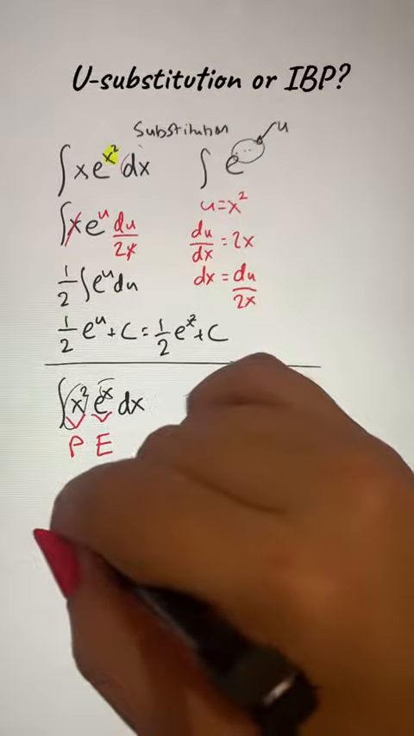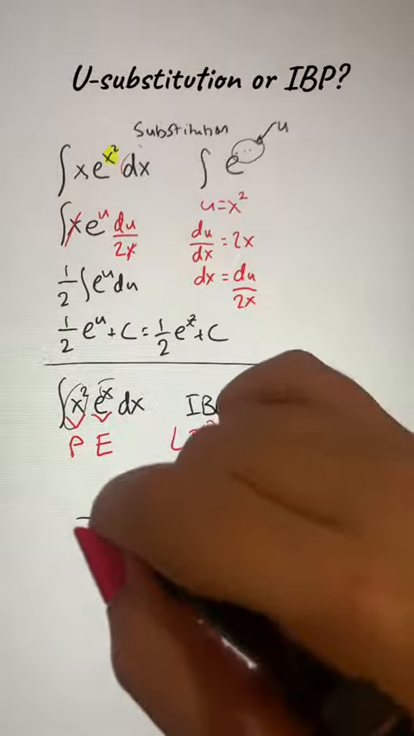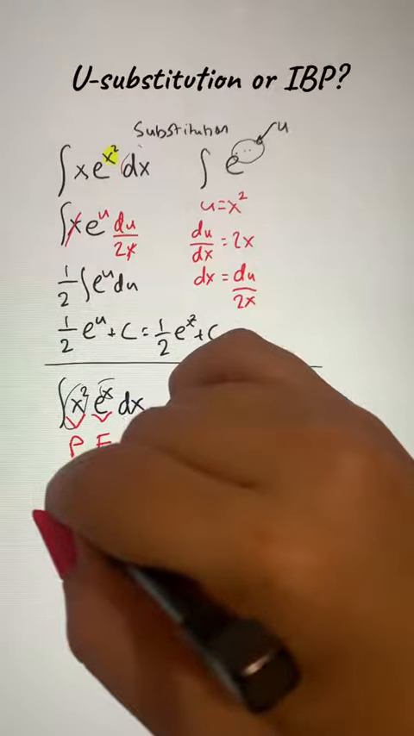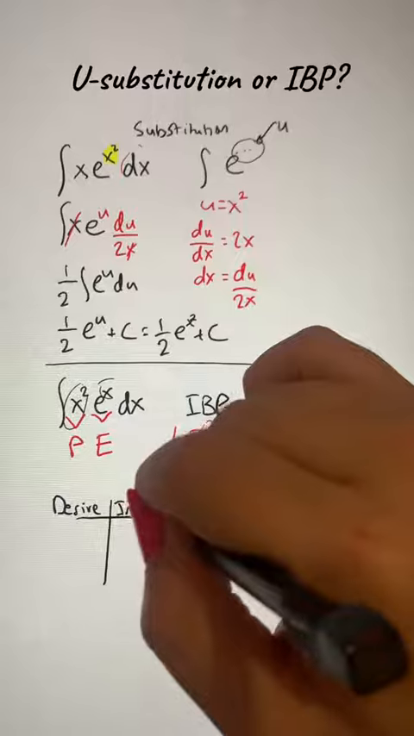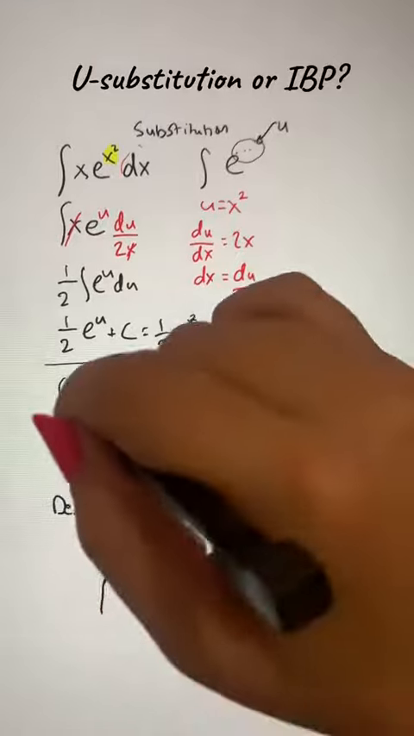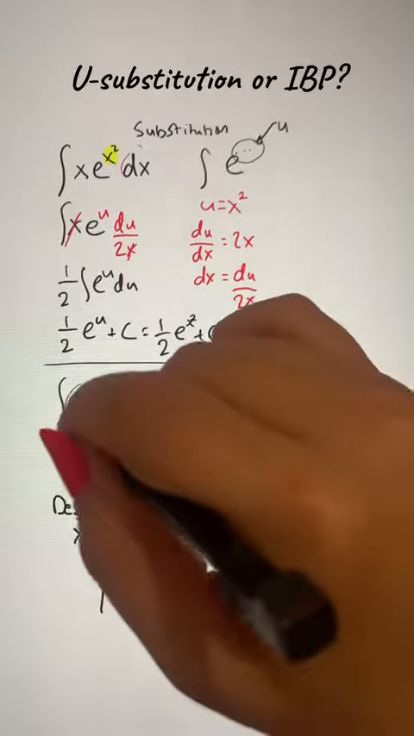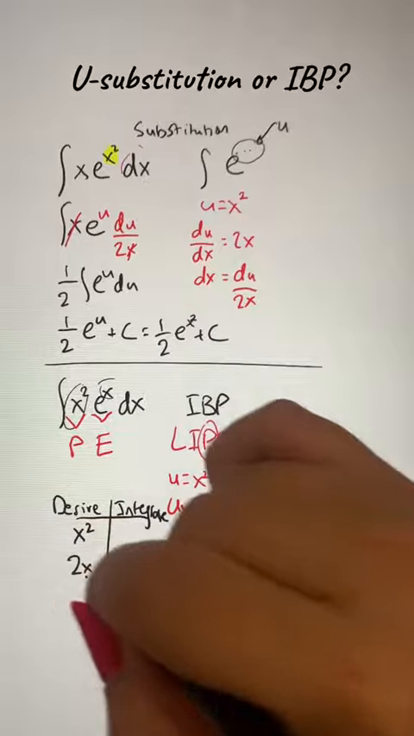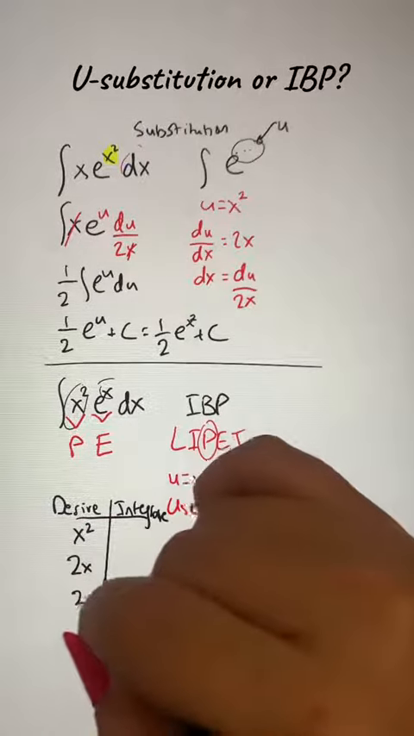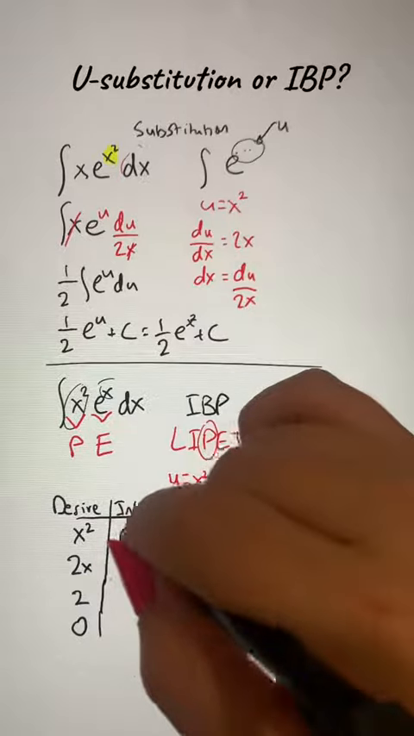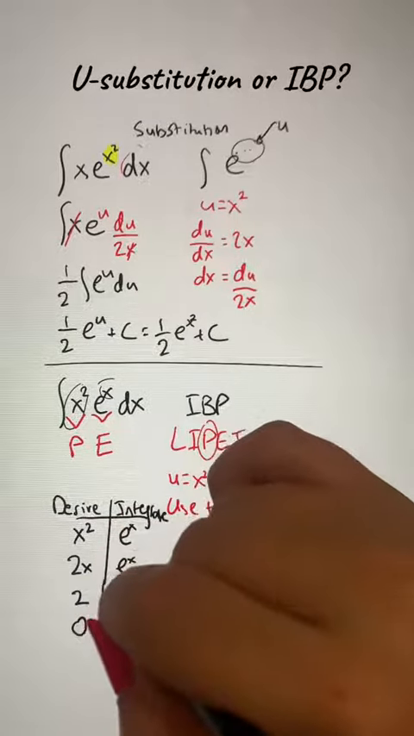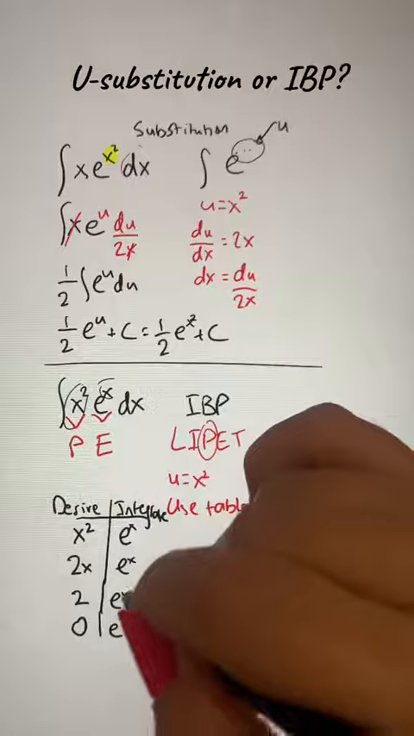It is much faster, especially because you have x squared here. So we're going to derive the x squared, and then we're going to integrate the other function, which is our e to the x. And we're going to derive the x squared until we get down to 0. So derivative is 2x, and then derivative of that is 2, and then 0. And then for the integration, we're going to start with e to the x, and that's just going to stay the same every time.